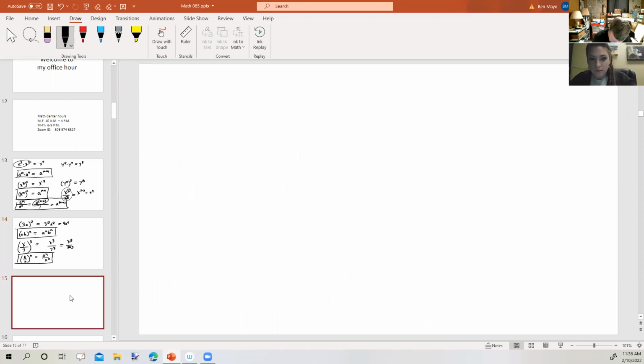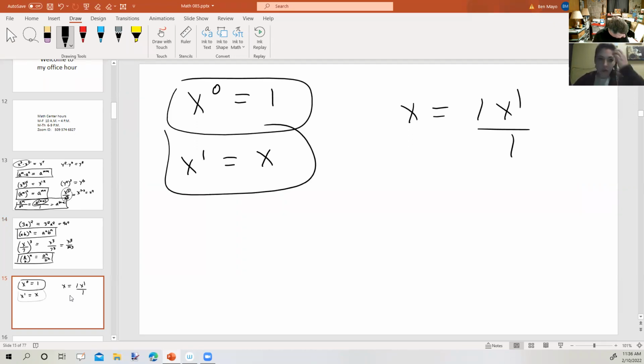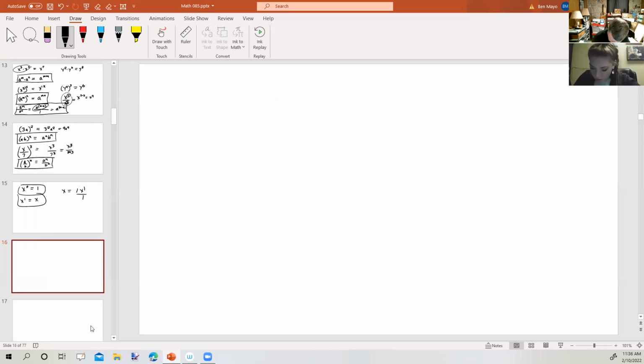Also, if you have something raised to the 0 power, that's equal to 1. If you have something raised to the 1 power, basically, if you don't put an exponent, that's implying that there is a 1 as an exponent. So for instance, x is equal to 1 times x to the 1 power all over 1. We don't tend to put all that extra stuff there, but it is implied. Okay, so we've got these two ideas. And then we have this one.